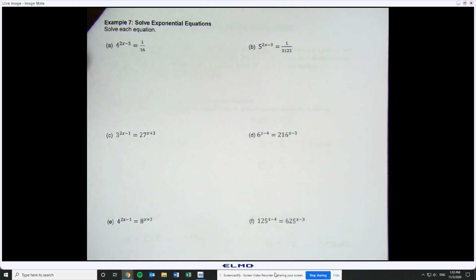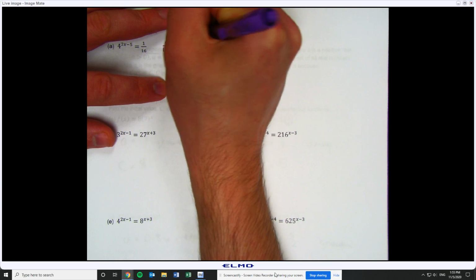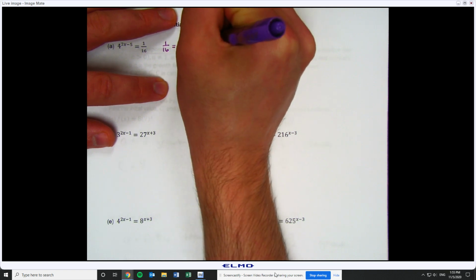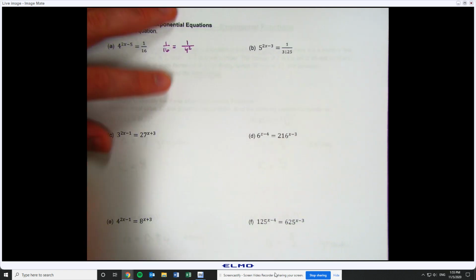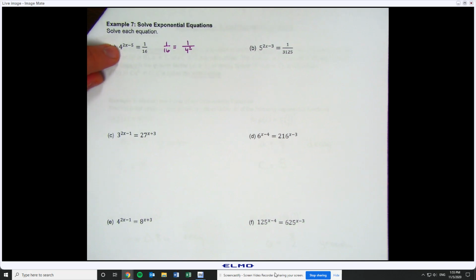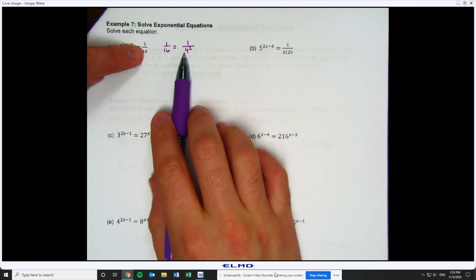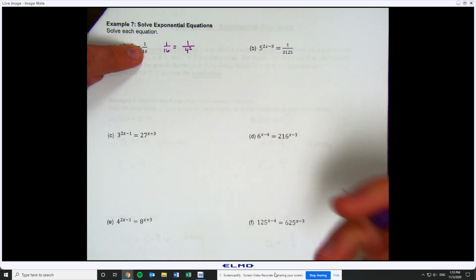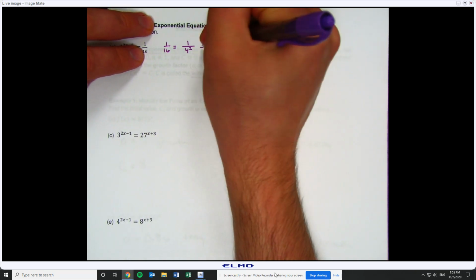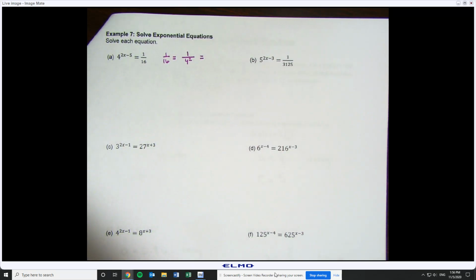So writing this out again, I have 1 over 16. That's going to be 1 over 4 to the 2nd power. That's still in the denominator. Now, is that where I need it? No. This property only works if I have base 4 equals base 4. This is base 1/4. But we have an exponent property. If I have, I'll flip back and show you real quick.